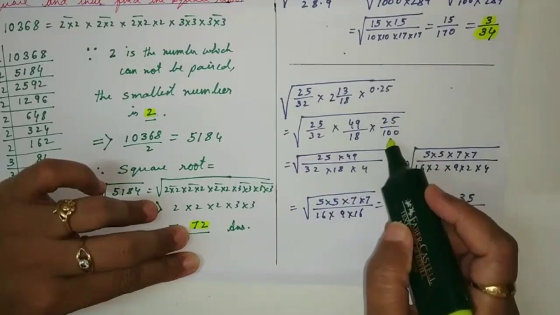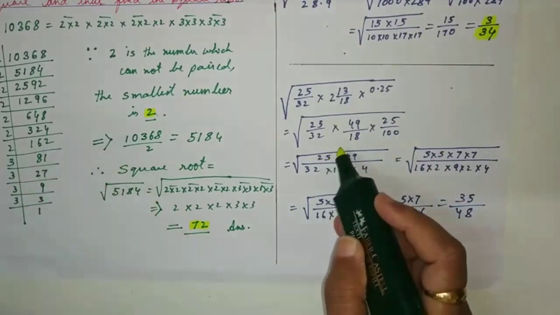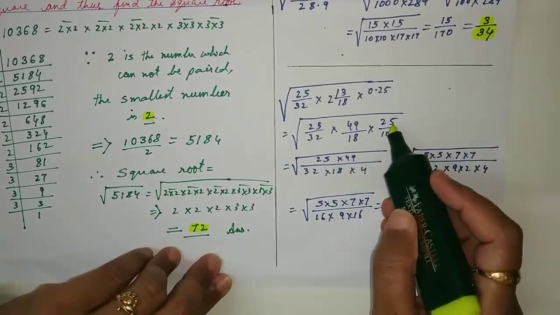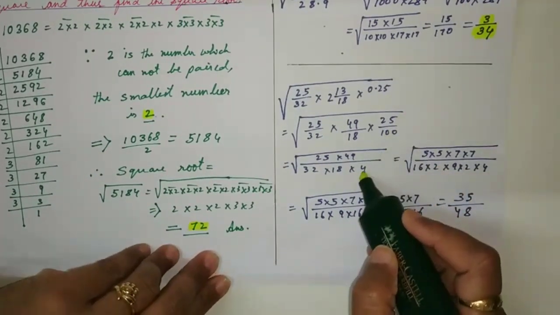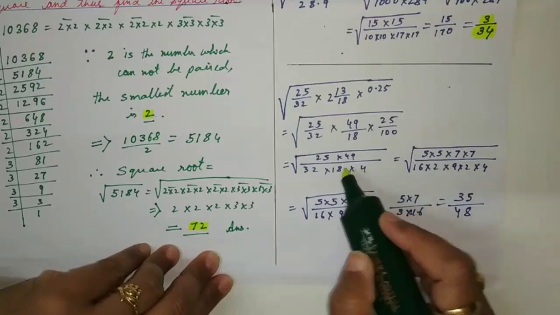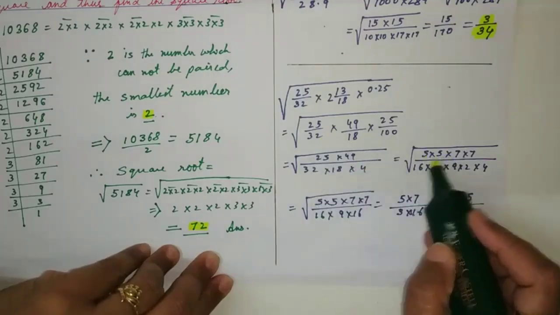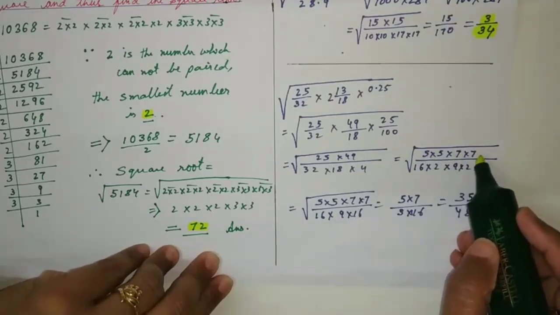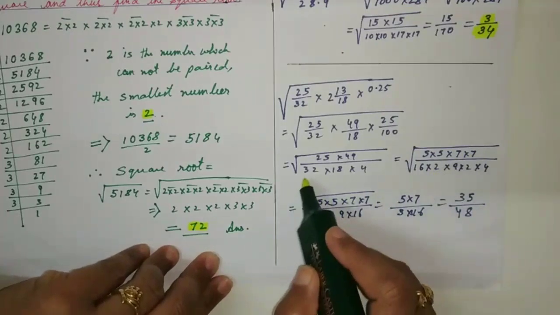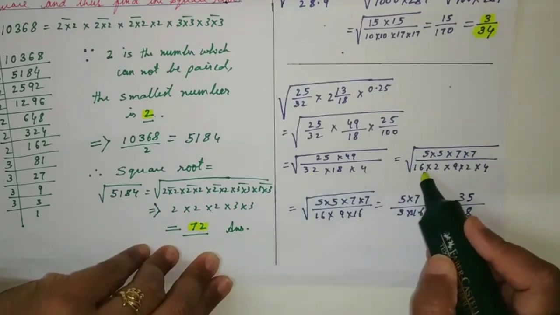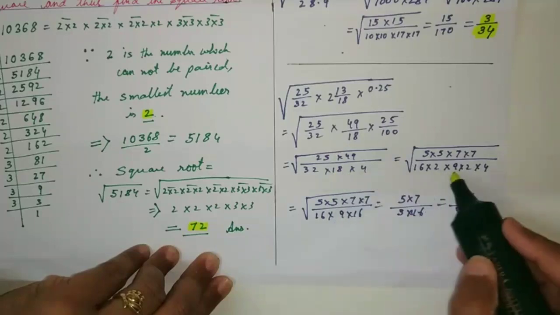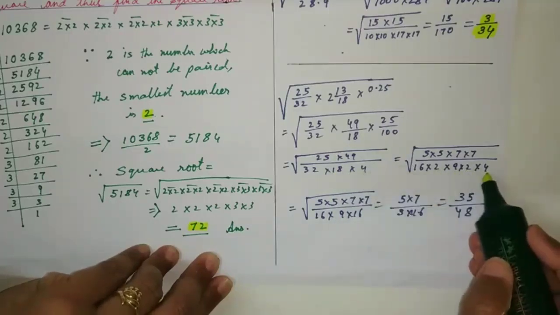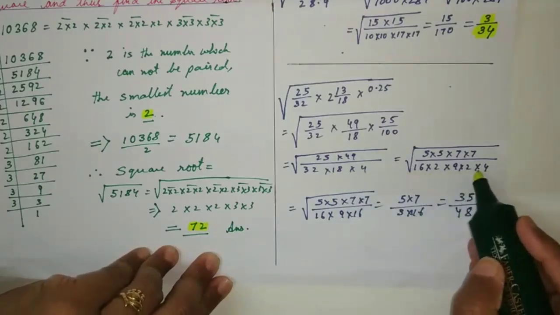0.25 is 25 by 100. So now, if you cancel 25 and 100, you get 4 in the denominator. Now 25 is 5 into 5, 49 is 7 into 7, this you know it. 32 can be written as 16 into 2, 18 can be written as 9 into 2, and 4 as it is. This I have written in this form.